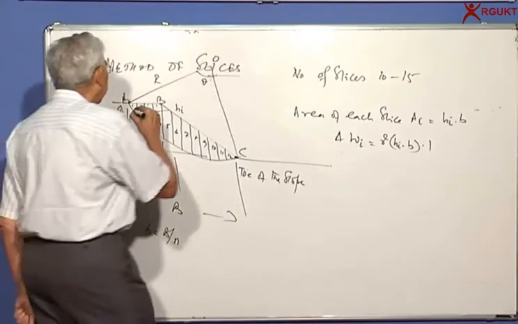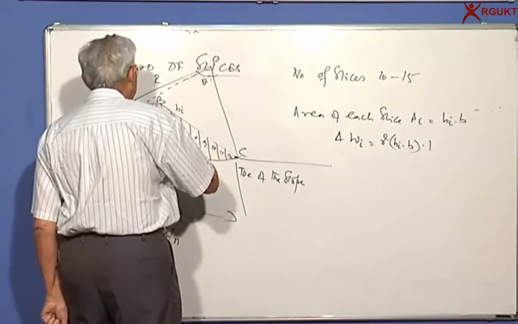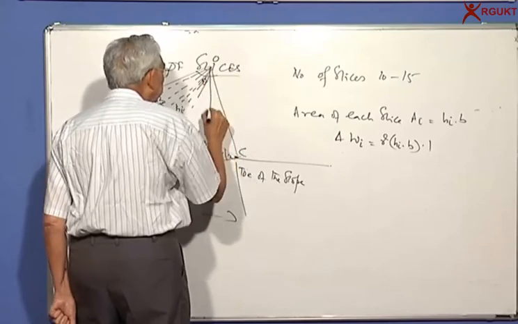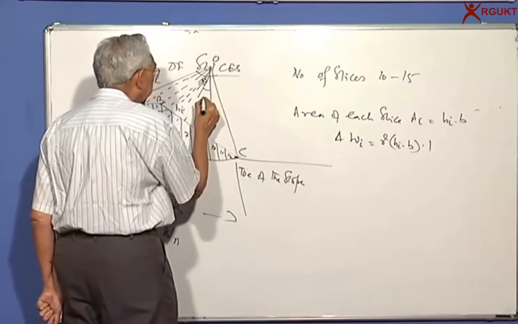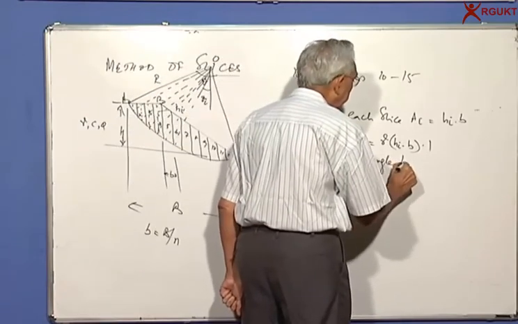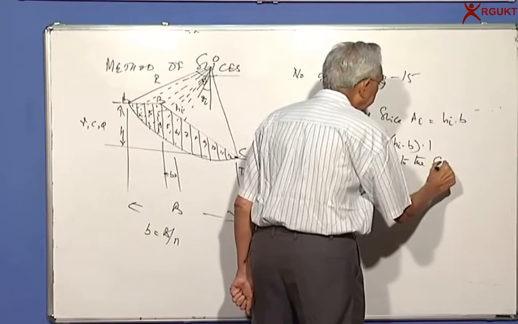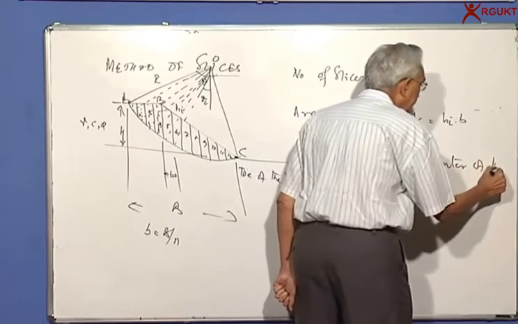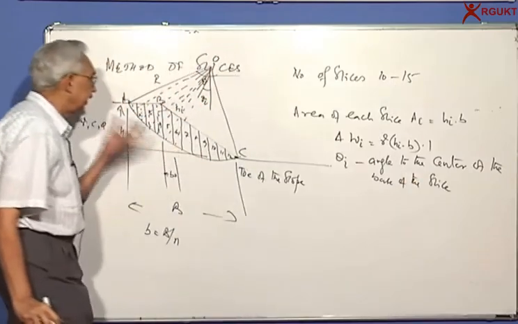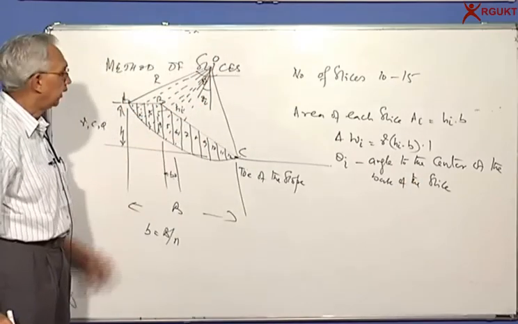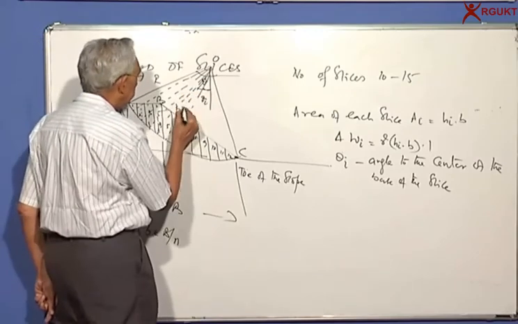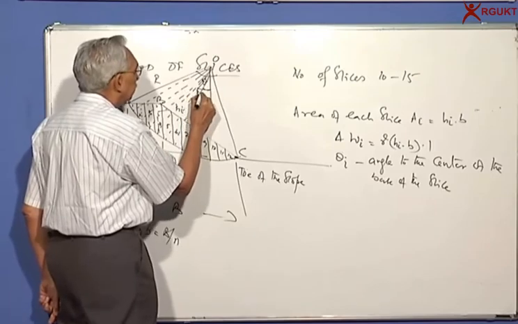Then we also find out what will be the angle with respect to the center, and I try to measure this angle with respect to the vertical. Theta i is the angle to the center of the base of the slice, so that I can now take the component of W along the base. Okay, so what is theta i? Suppose this will be the fourth slice, this will be theta 4.